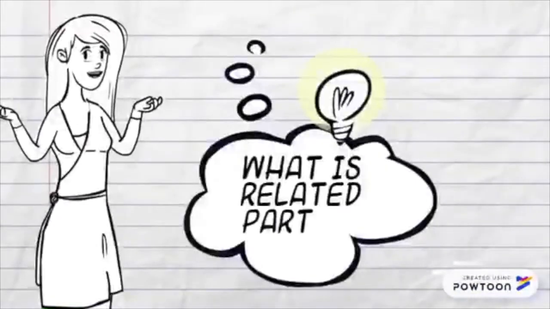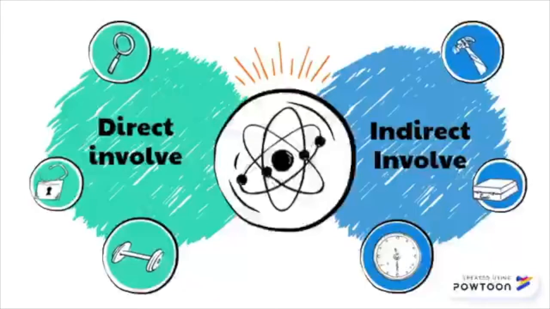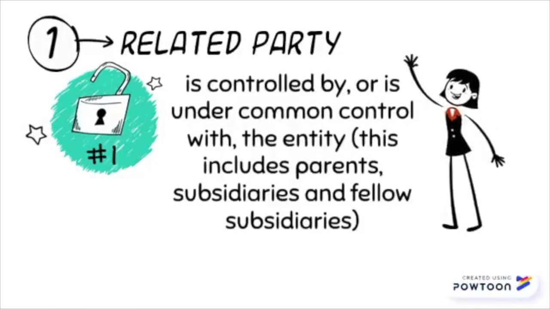What is a related party? A related party can be direct or indirect through one or more intermediaries. The related party can control or can be controlled by the entity. This includes parents, subsidiaries and fellow subsidiaries.